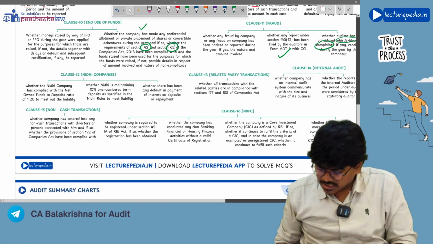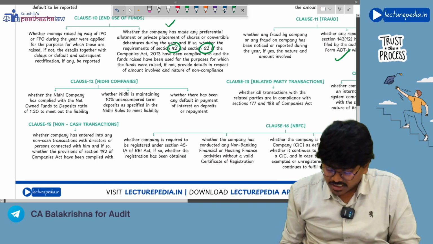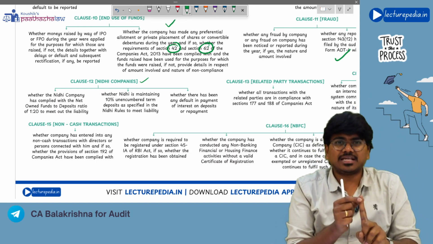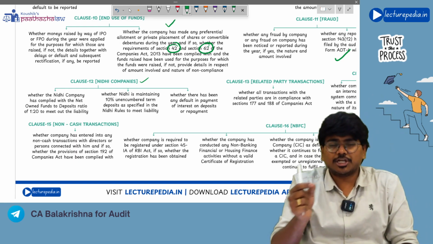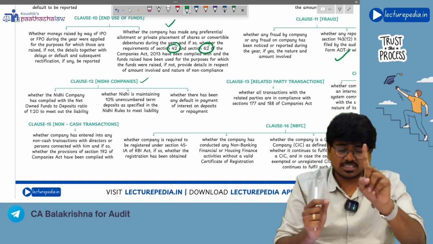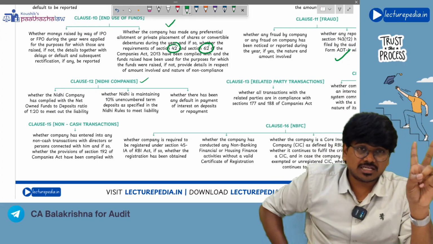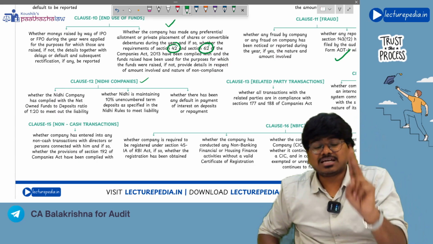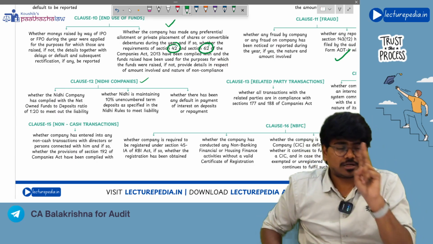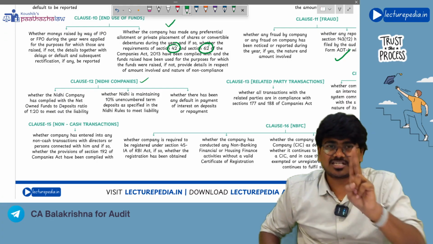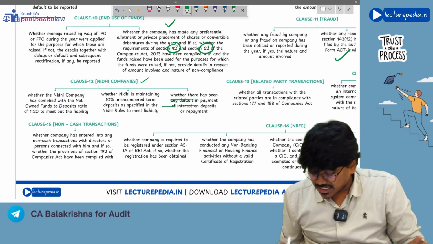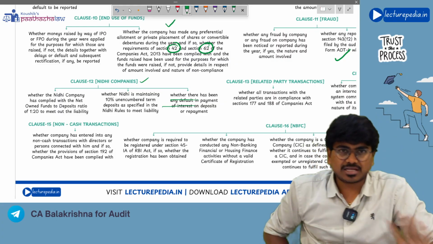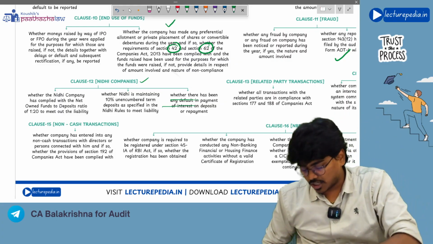Next, clause number 12. This clause 12 is related to Nidhi companies. Here you will see three things: whether the Nidhi company is maintaining a net owned fund to deposit ratio of 1:20. That is the first thing. The next thing you will see is whether the Nidhi company is maintaining 10% unencumbered term deposits or not. Yes, unencumbered term deposits of 10% should be maintained. Next, whether there has been any default in payment of deposits that the Nidhi company has accepted. These 3 points you will report in clause 12.